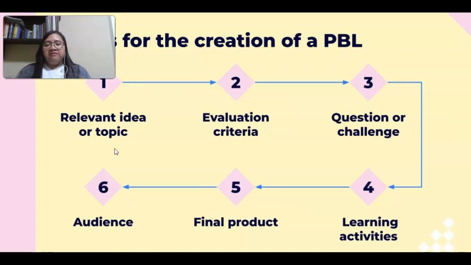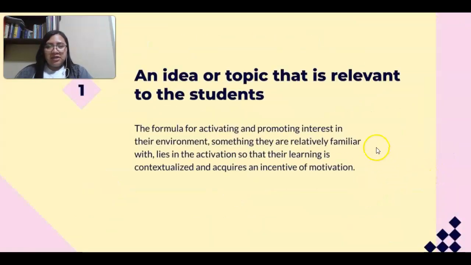Then we need to choose the evaluation criteria. After that, we need to choose the question or the challenge. What are we going to do to solve the situation? Number 4, we need to create learning activities in which our students are going to develop different skills or practice what they know, share what they know. And number 5, we're going to get the final product. And number 6, we're going to choose our audience. Then we can see something else here.